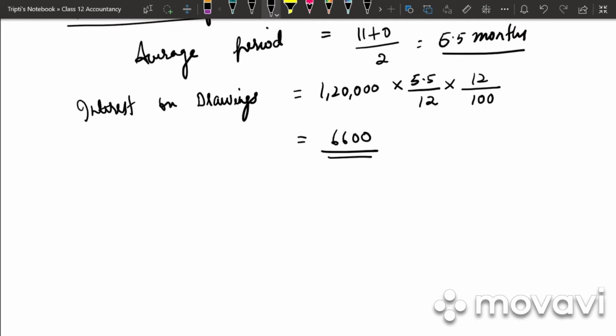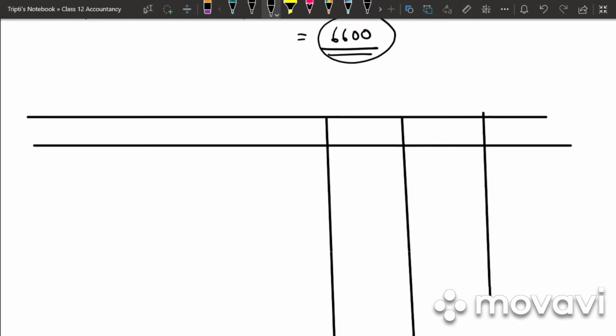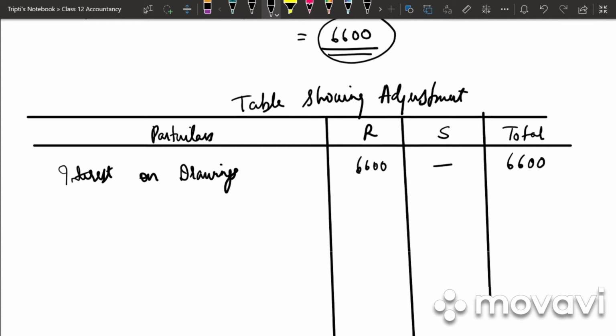And what was the drawings of S? S's drawings were 20,000 per month, but his drawings have been recorded in the books of account. So first we will have the table showing adjustment. We have particulars R, S, total. So we will have interest on drawings. How much for R? 6,600. There will be nothing for S.